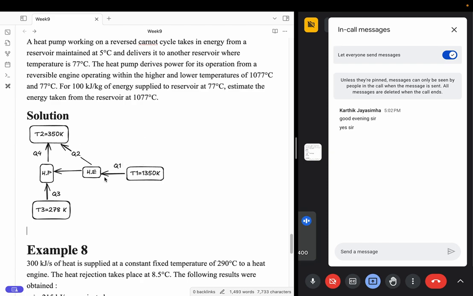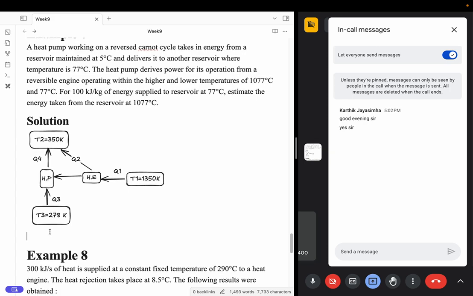So which information is already provided to me? So what is this 100 kilojoule per kg? Yeah, temperatures are provided. So I have already written down the temperature T1, T2, T3. And then what is this 100 kilojoule per kg? So which of these is 100? Q1, Q2, Q3, Q4. Which one is it?